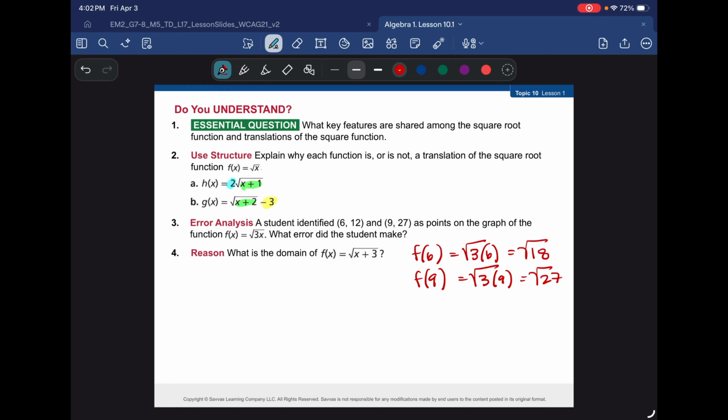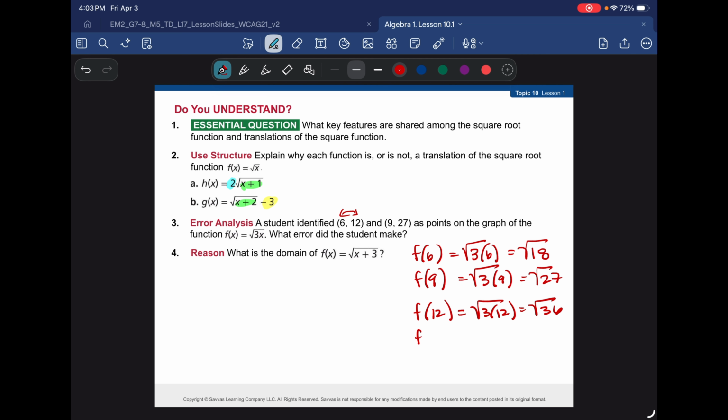What if we switch the input and the output? Sometimes that happens with students. We forget that the first coordinate is our x-coordinate and the second coordinate is our output, or our y-coordinate. So what if we did f of 12 and plug that into the equation? Square root of 3 times 12 is the square root of 36, and that is 6.